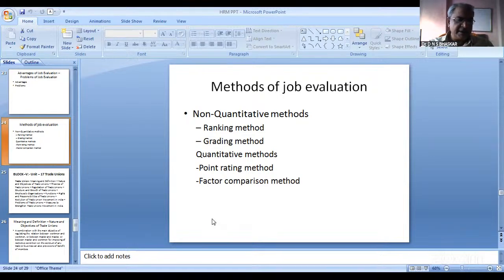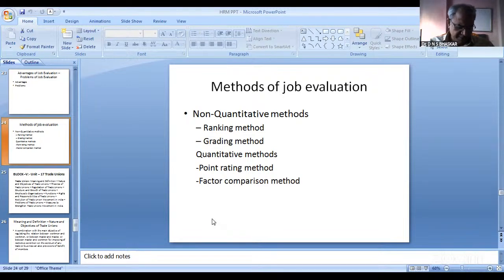Then the paired comparison technique also comes under the ranking method. In that case also, each job is compared with the previous job and then they are ranked in the hierarchy or line of authority. The third technique is the committee method. In this method, a committee is appointed for judging the jobs, how they are important, what is the level of the job and so on and so forth.